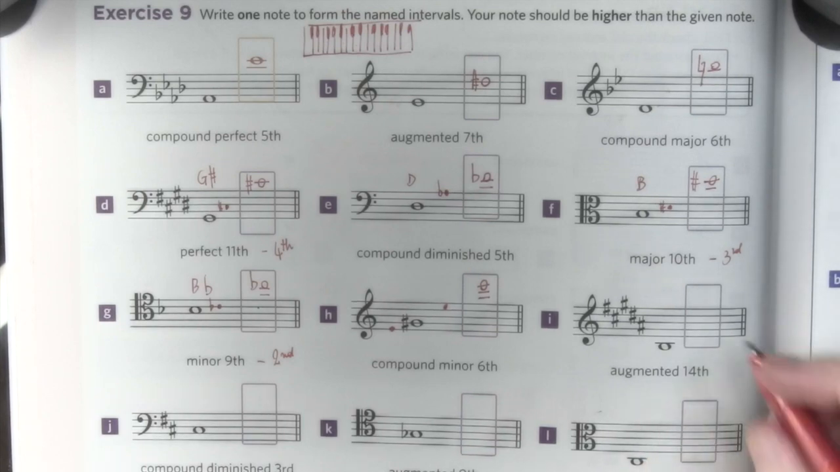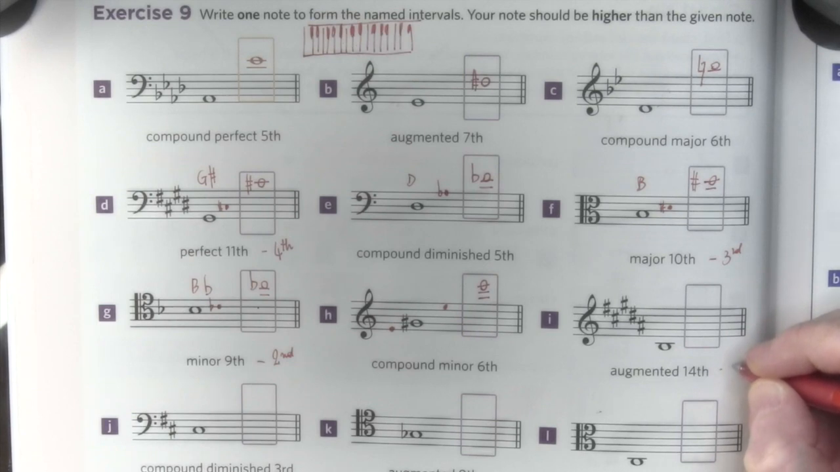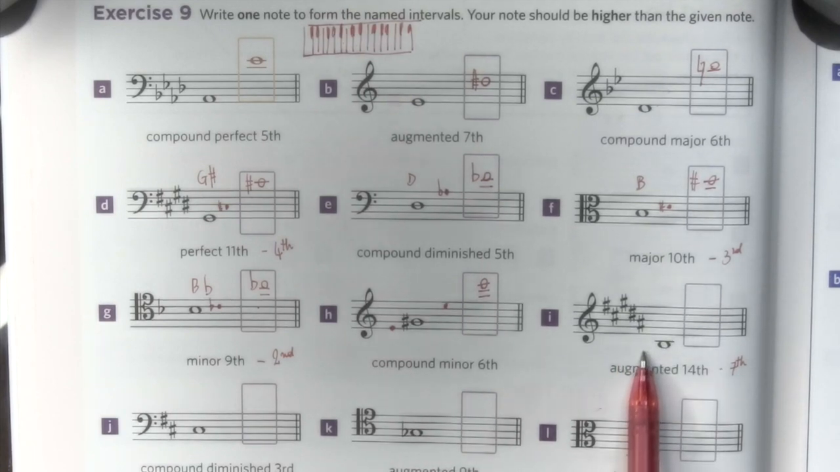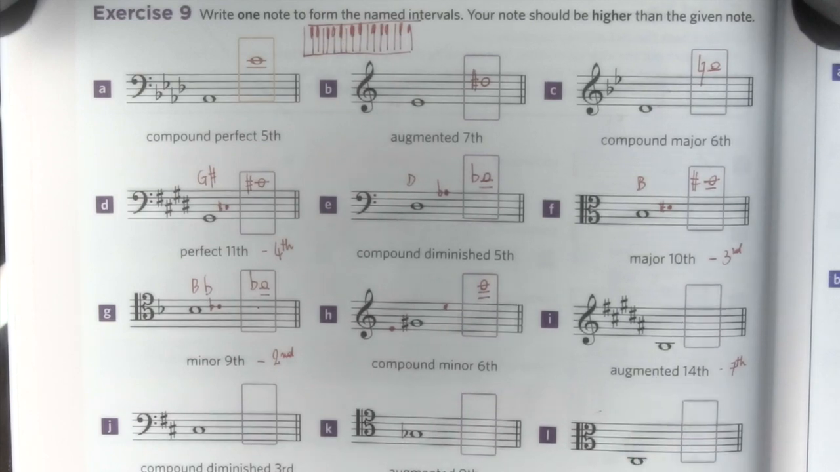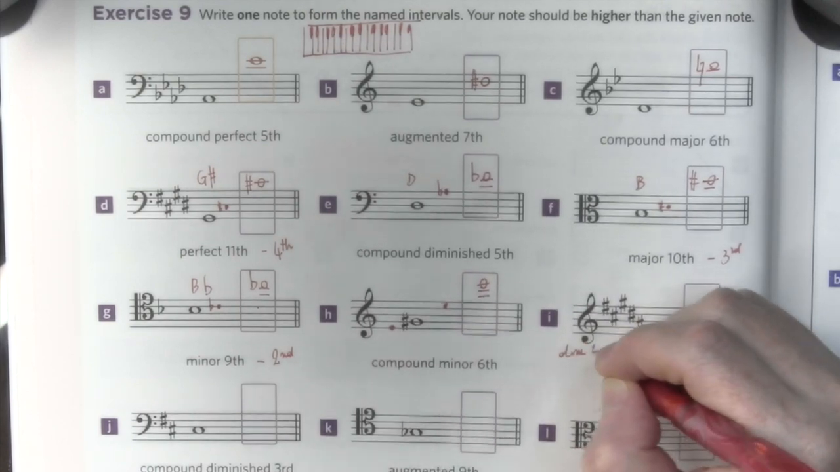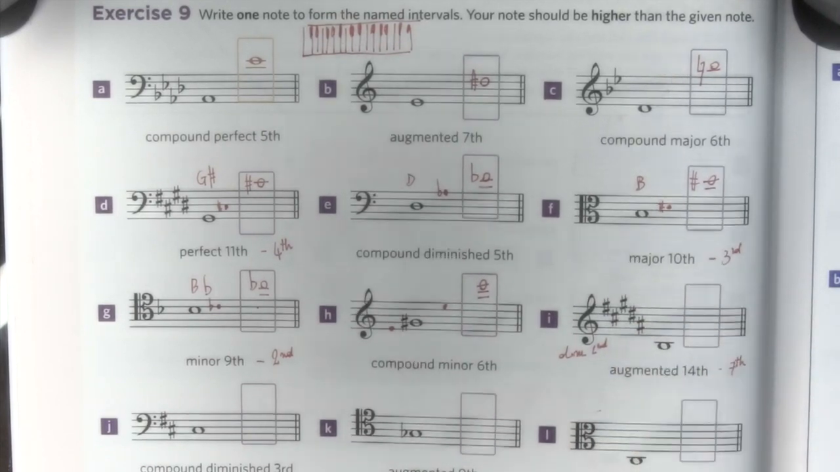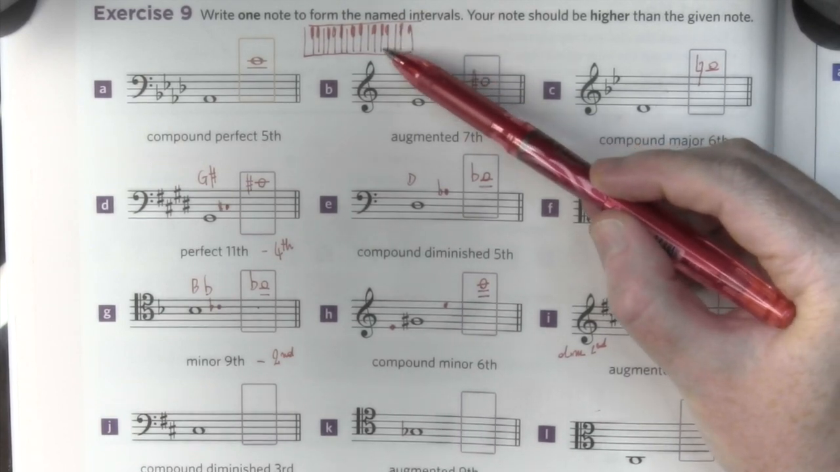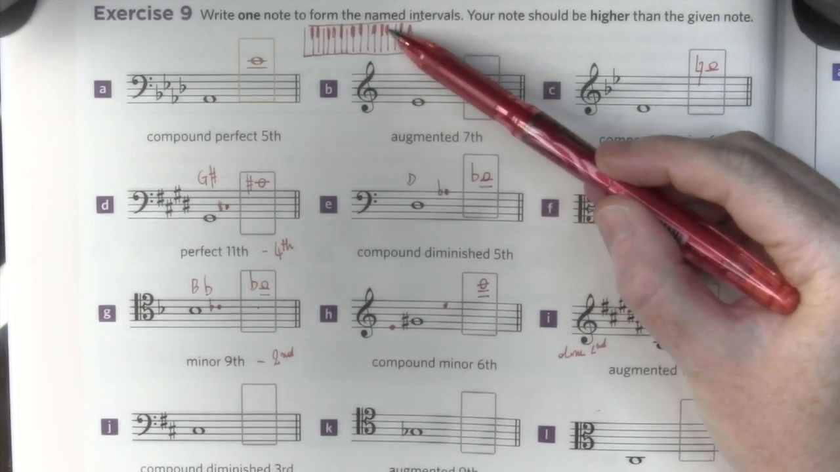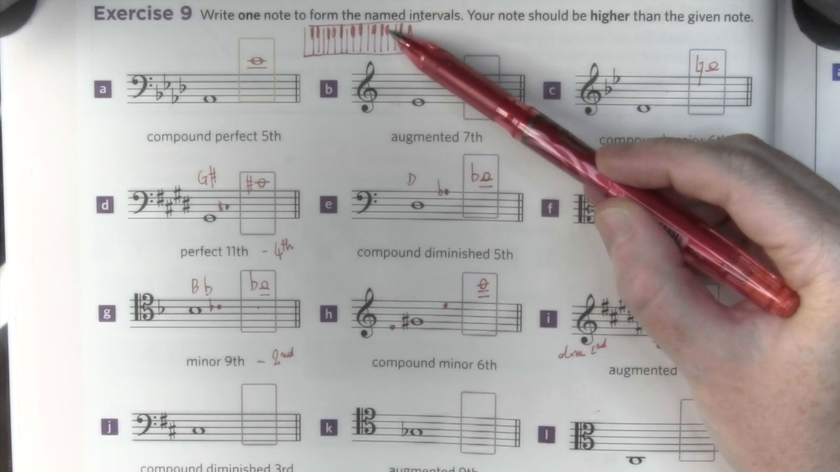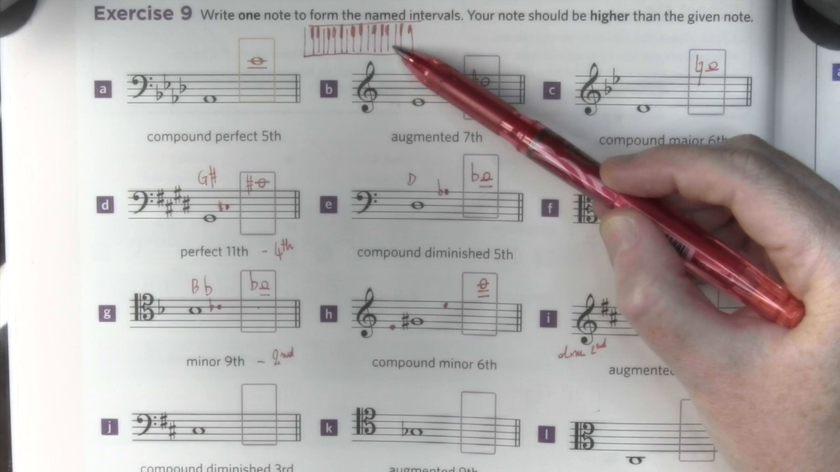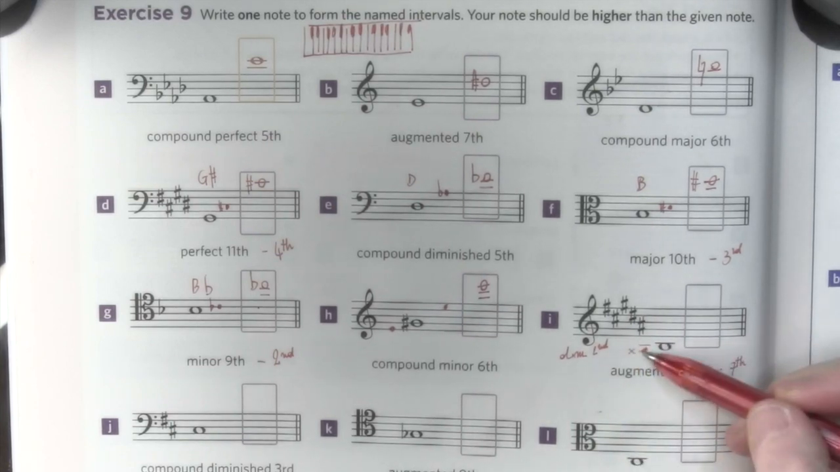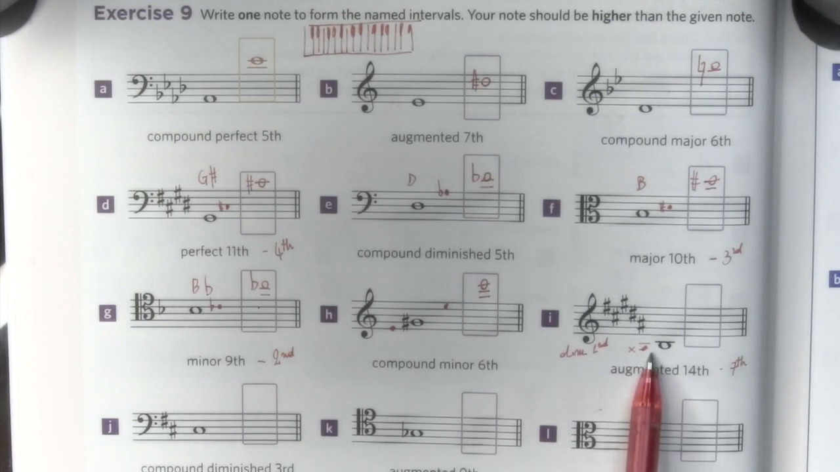An augmented 14th is a compound augmented 7th. Now a 7th flipped over is a 2nd, a diminished 2nd. So we need to find a diminished 2nd from B. A diminished 2nd from B, let's go to the major 2nd first. La. La sharp minus one semitone is minor. From major becomes minor. La double sharp is diminished. So if we write here La double sharp, this is the diminished second that we need.